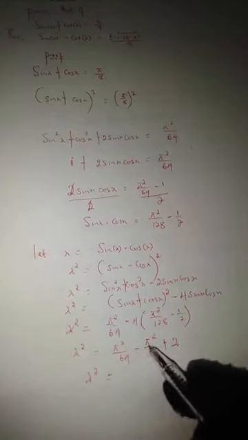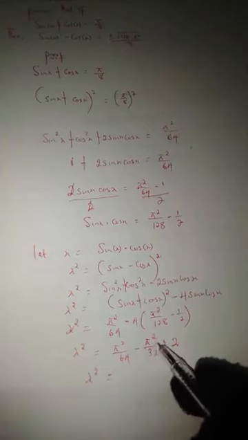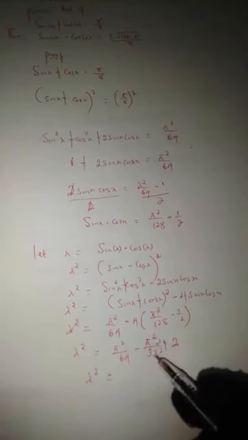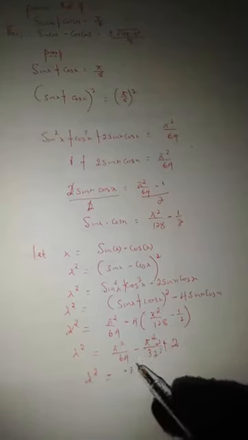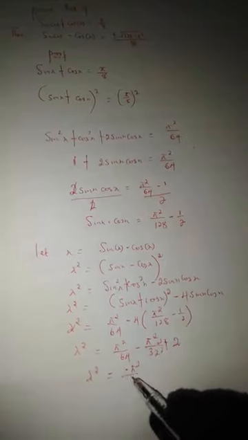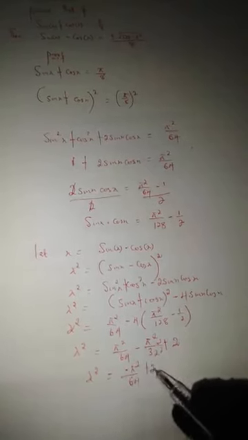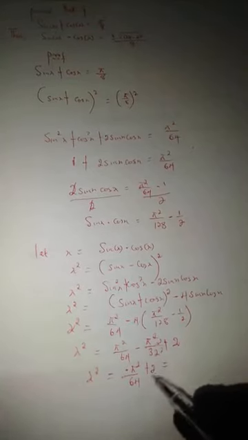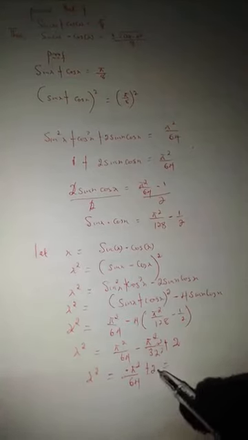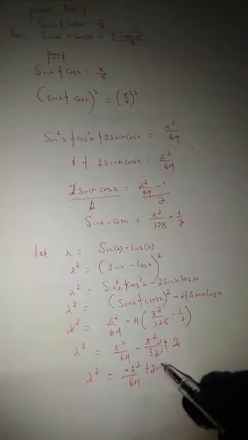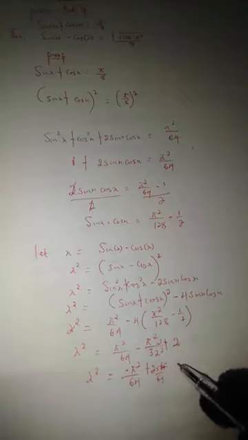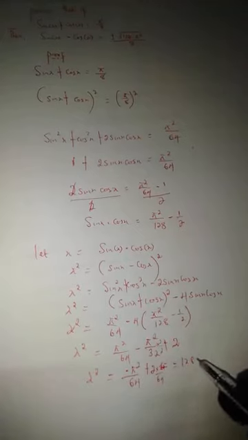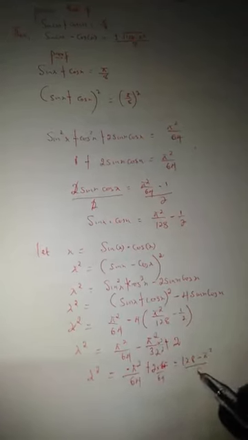pi squared over 64 minus pi squared over 32. If you multiply here by 2 all over 2, the denominator will become 64. So pi squared minus 2 pi squared is negative pi squared, all over 64, then plus 2. This simplifies more: if you multiply here by 64 over 64, we have this equal to 64 times 2, which is 128, minus pi squared, over 64.